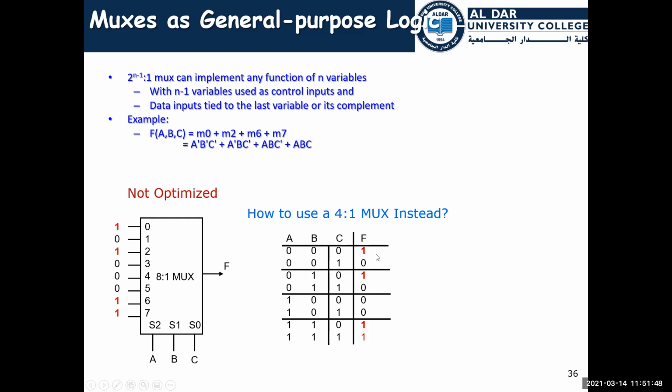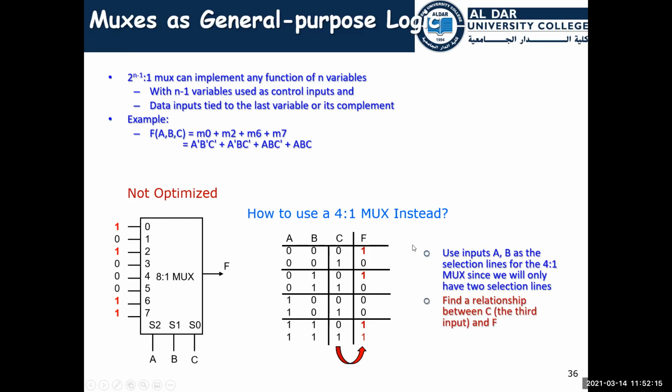I put M0 here, I put M2 here, and I put M6 here and M7 here. Then I look at the input, which is A, B. Okay, and look at the output, the third variable, which is C. Okay, let me explain it by the figure.